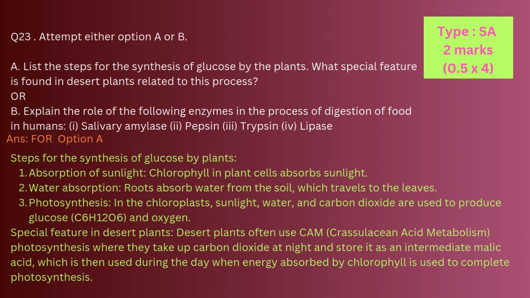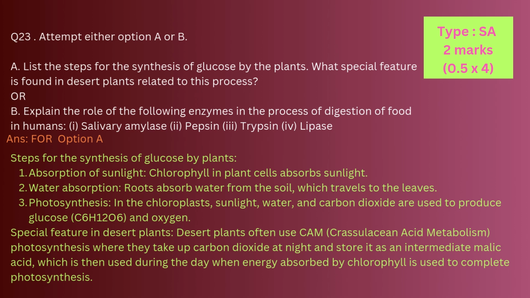So steps for synthesis of glucose by the plants. This is essentially the process of photosynthesis where you need to understand that the plants absorb sunlight, water and carbon dioxide to make glucose and oxygen, and you should mention that photosynthesis happens in the chloroplast of the plant cells.